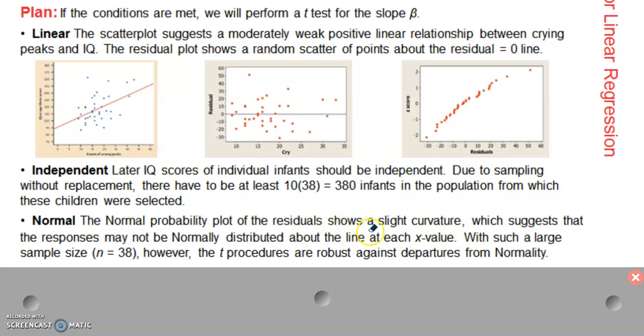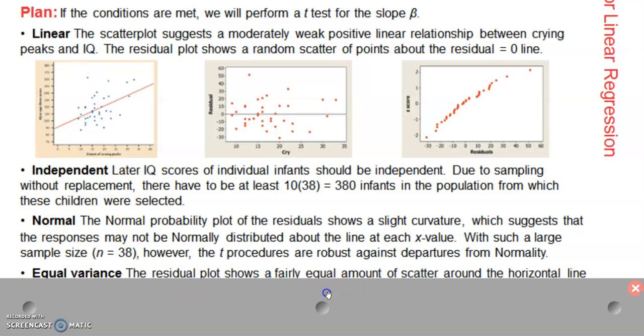Now this might suggest that the responses may not be normally distributed about the line for each x value, but with such a large sample size, n is 38, the t-procedures are actually quite robust against departures from normality, so we are good to proceed.